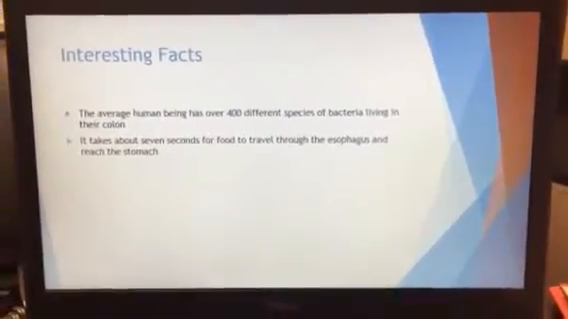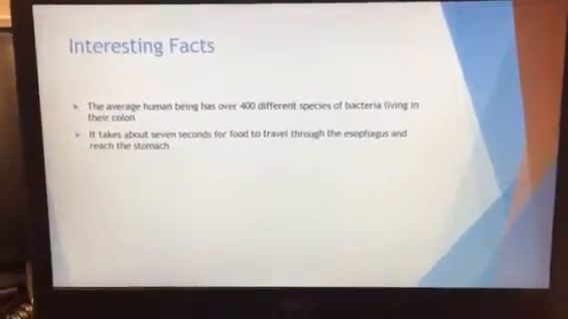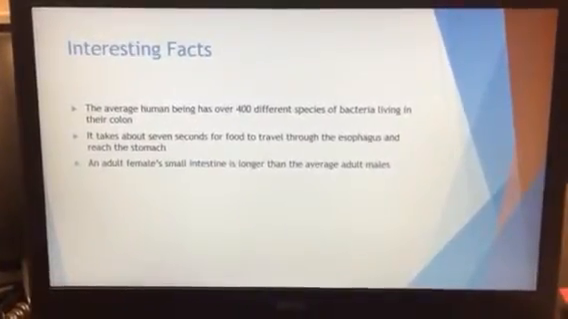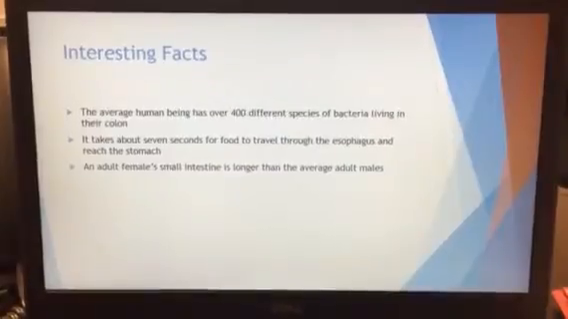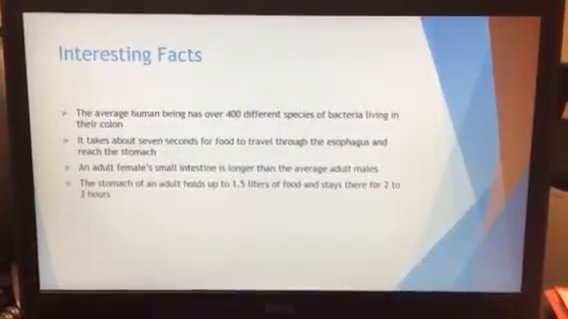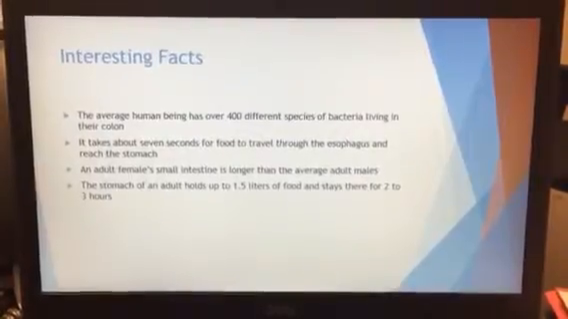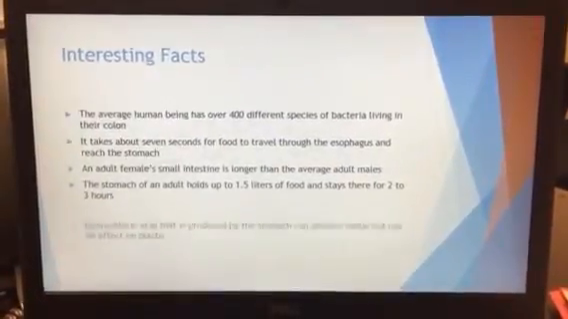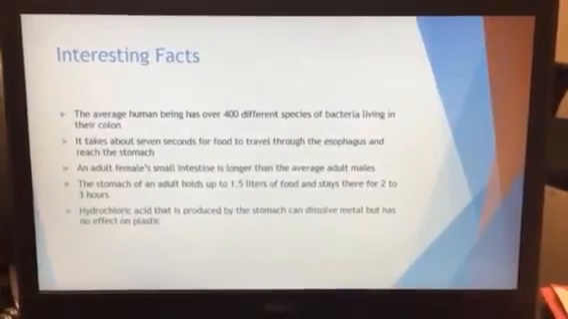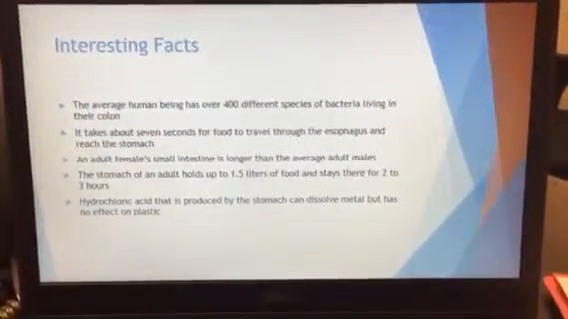It takes about 7 seconds for food to travel through the esophagus and reach the stomach. An adult female's small intestine is longer than an average adult male's. The stomach of an adult holds up to 1.5 liters of food and stays there for about 2 to 3 hours. Hydrochloric acid that is produced by the stomach can dissolve metal but has no effect on plastic.